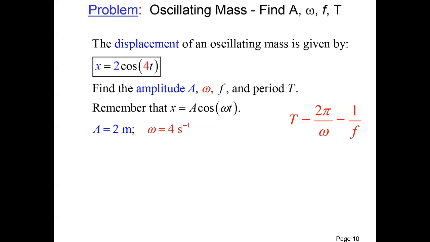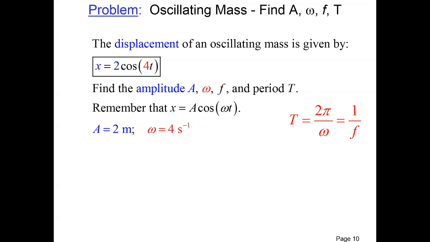And so we're basically just plugging into this formula that we used before. X is equal to A cosine omega t, so that means that whatever is in front of the cosine is our amplitude, and then whatever is multiplying time inside the cosine is going to be the angular frequency. So, secondly, that means omega here is 4. So the angular frequency is 4 radians per second.